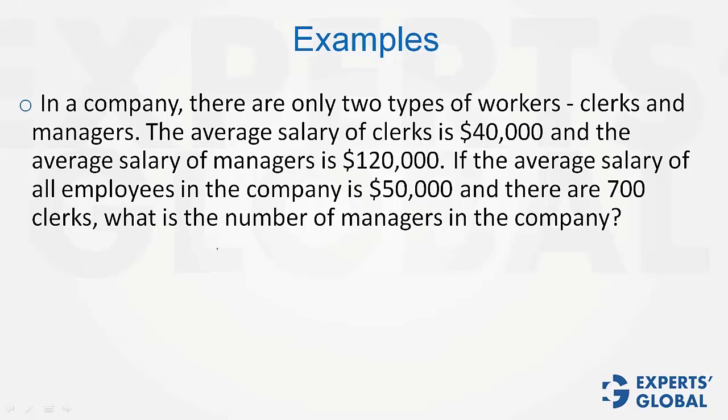Now there are two types of employees, clerks and managers. Clerks earn $40,000. Managers earn $120,000. I am writing 120 for $120,000. The overall average is 50. So let's take the difference. 40 and 50. The difference is 10. 120 and 50. The difference is 70. 70:10, or 7:1, is the ratio of clerks and managers. Remember, this is the ratio. These are not the absolute numbers. The question says that there are 700 clerks in the company. So clerks are 700. Then how many managers? The answer should be 100.